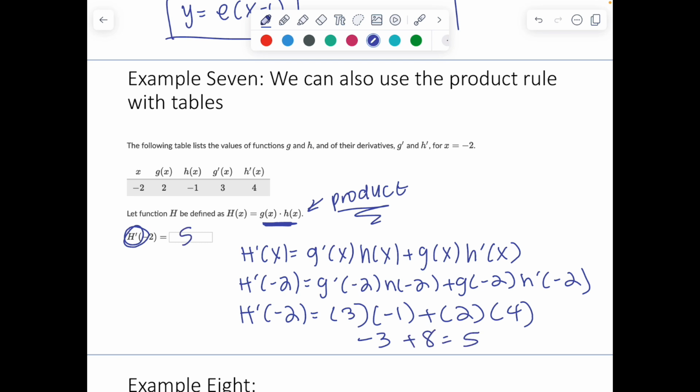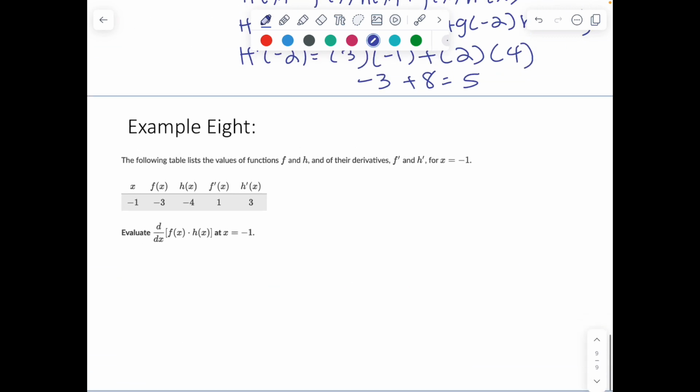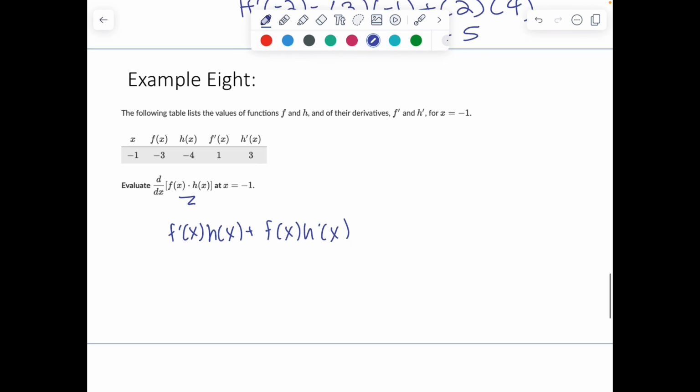I went through that very quickly, but you can feel free to pause and try to look over what I just did. And then we'll move on to the next one. Okay, last problem, and then we'll be done. Same idea. It's trying to find the derivative of a product. And so based on the way that they wrote this, that means the derivative is going to be f prime of x times h of x plus f of x times h prime of x. And then we want to do this at -1.